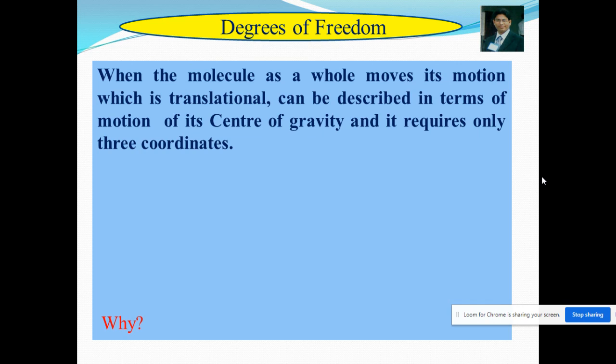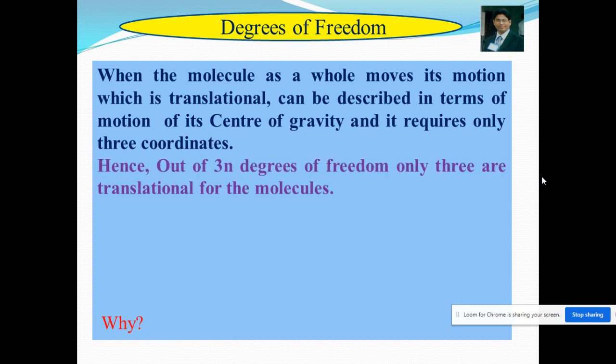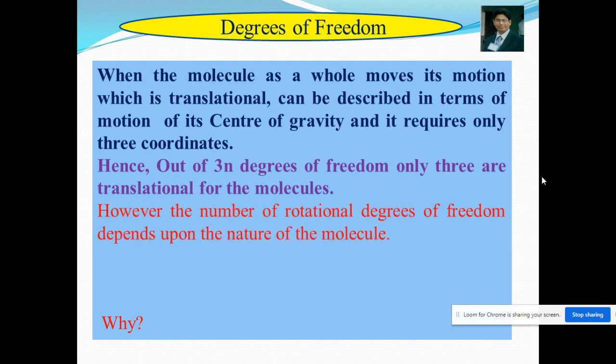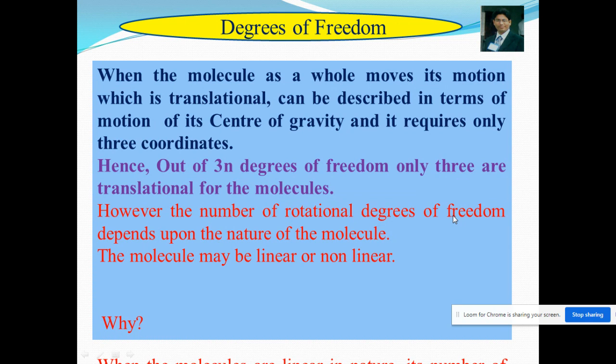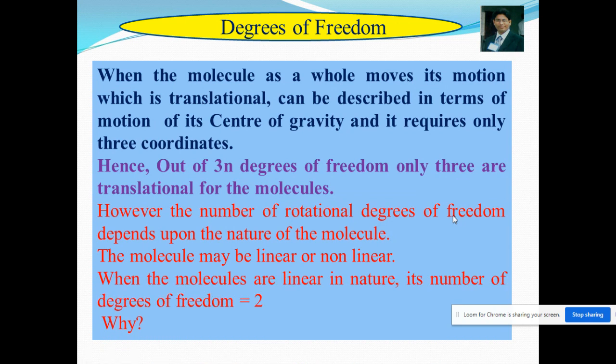When the molecule as a whole moves, its motion, which is translational, can be described in terms of motion of its center of gravity, and it requires only 3 coordinates. Hence, out of 3n degrees of freedom, only 3 are translational for the molecule. However, the number of rotational degrees of freedom depends upon the nature of the molecule. The molecule may be linear or non-linear. When the molecules are linear in nature, the number of rotational degrees of freedom is equal to 2.